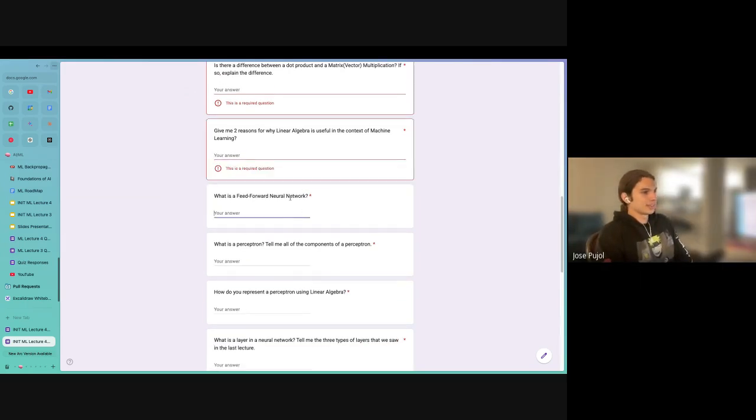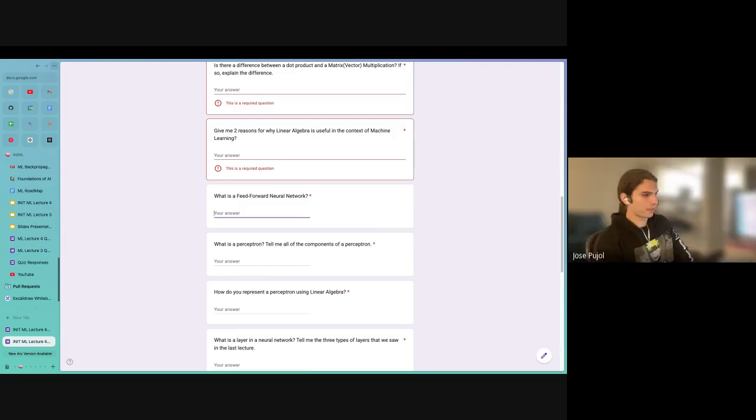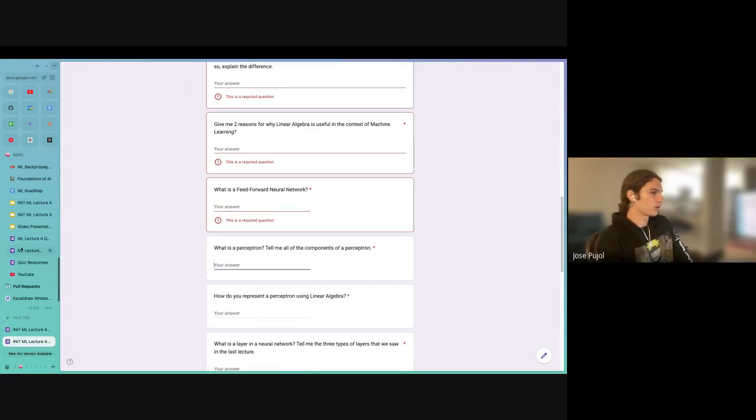Exactly. What is a feed-forward neural network? Let me see what you all responded to this. Yeah, Alex, you got it. A feed-forward neural network is comprised of an input, an output, and hidden layers. The calculations are done at each layer. So why is it called feed-forward? The previous layer's output provides the input for the next layer. Okay, exactly. What's a perceptron? What are the components of a perceptron?